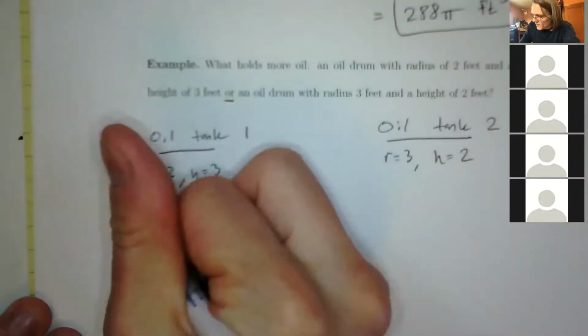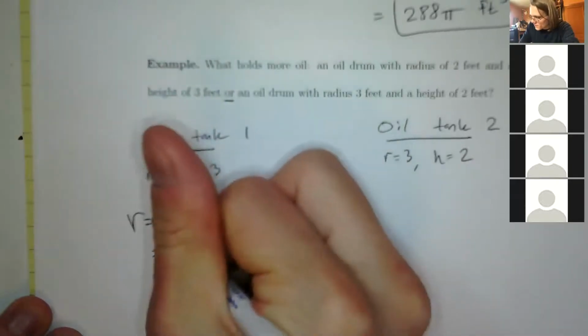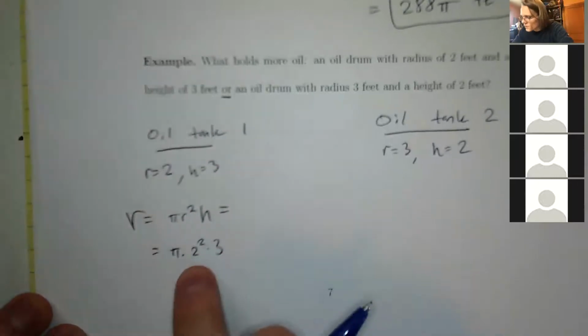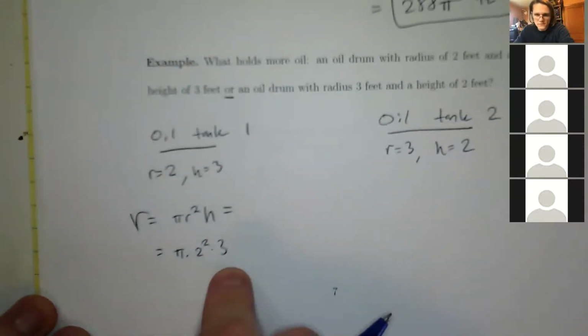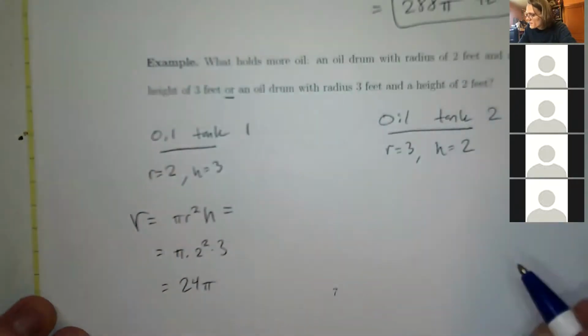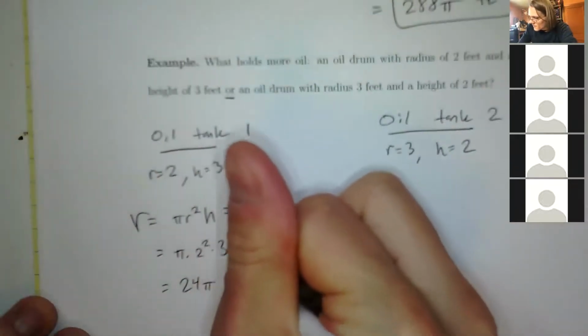So I get pi times r squared times h, which is pi times 2 squared times 3. And so what is that? That's 4 times 3, right? It's 12 pi. And then everything's in feet, so it's feet cubed.